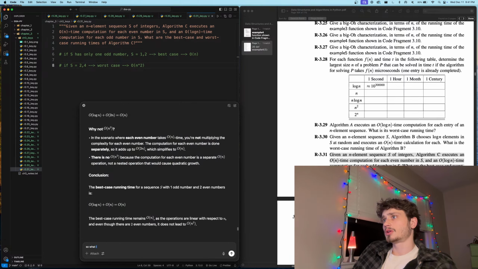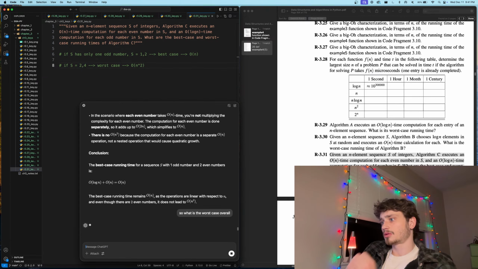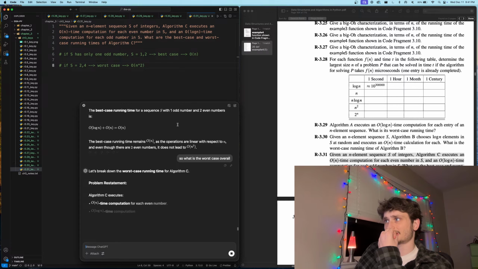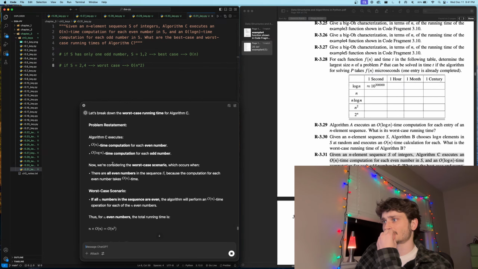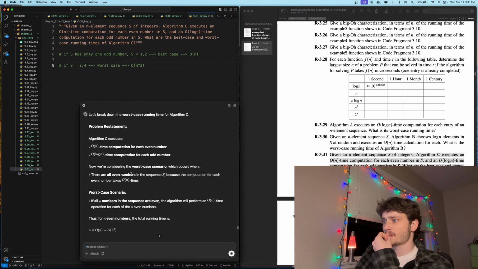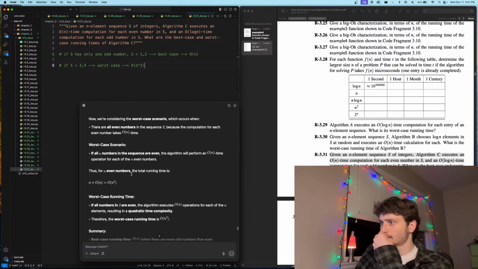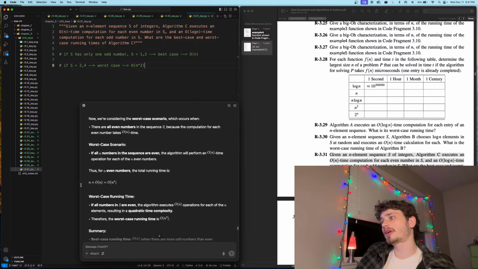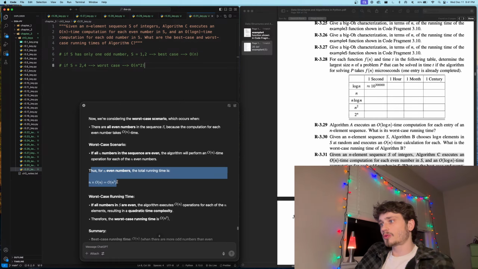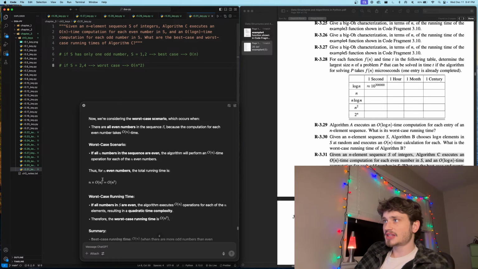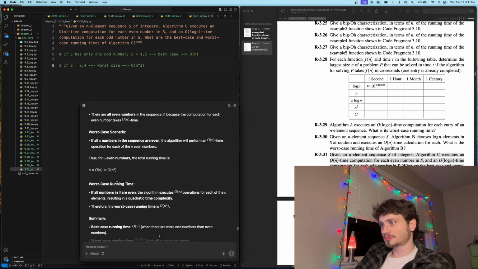So what is the worst case? So how can it say that for even numbers we have a total running time of O of n squared and then not, and take it away in the other example? It doesn't make any sense.